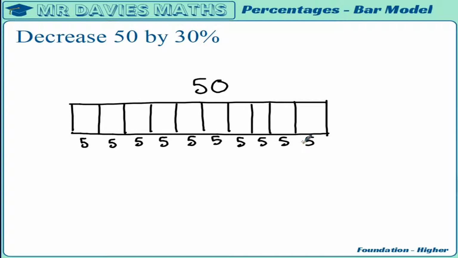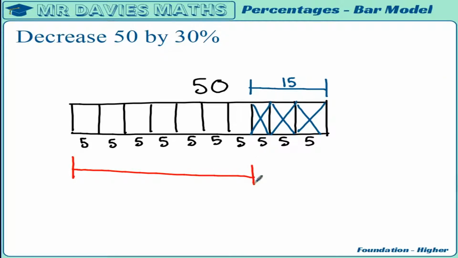Now, in a decrease question, I'm going to take boxes off. Instead of adding the boxes on, I'm going to take 3 of the boxes off. So I'm going to ignore this box, this box, and this box. So technically, what am I taking off my answer? Well, I've got 3 boxes of 5, so I'm taking 15 off. So my new total should start here and end here, because I've taken off 3 of the boxes.